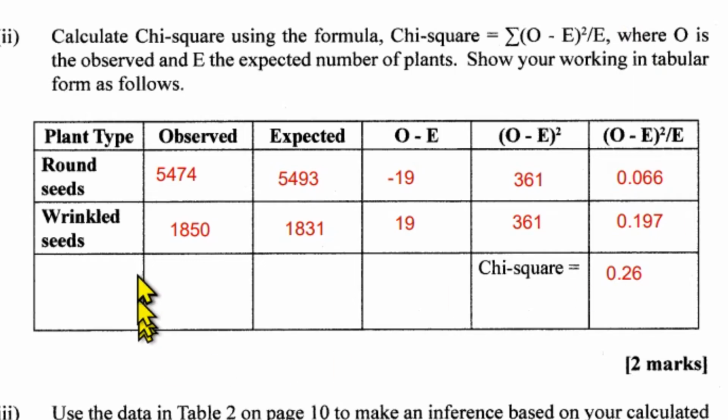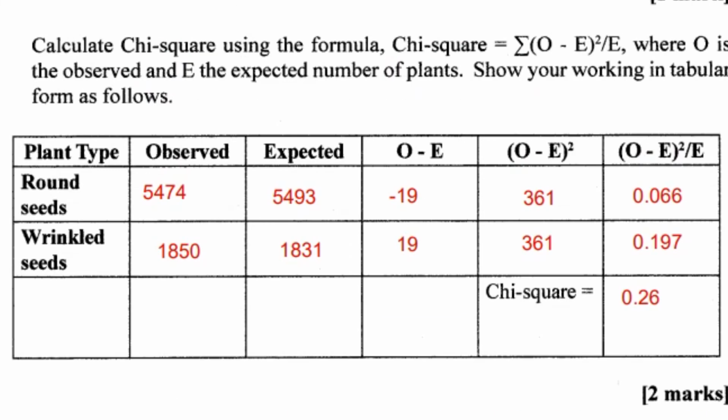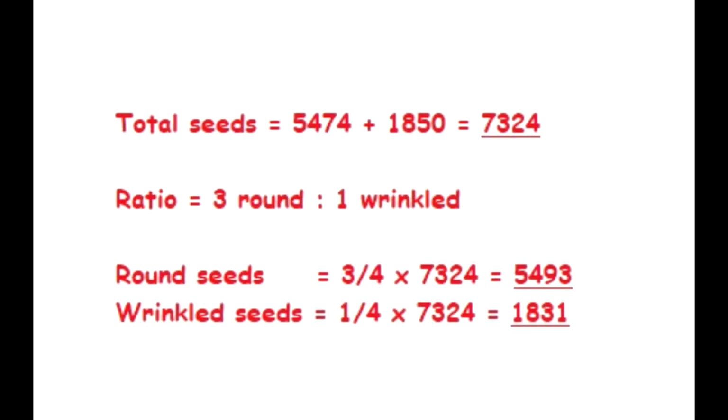First of all, we are already given the observed values, which are right here, 5,474 and 1,850. How do we know the expected values? We can determine them from this ratio. When you calculate from the ratio, and I'll show the calculation, we get 5,493 and 1,831. What you have to do is find the sum of both of these and then work it out as 3:1.